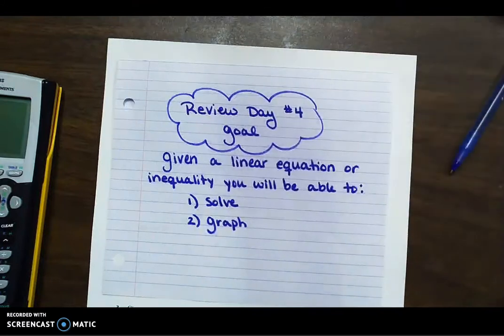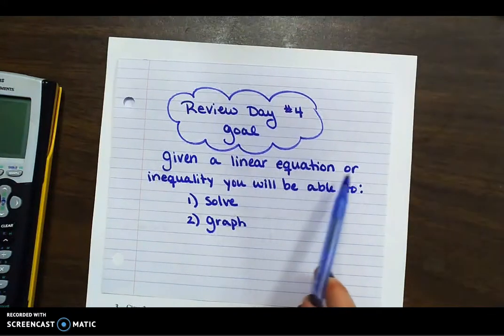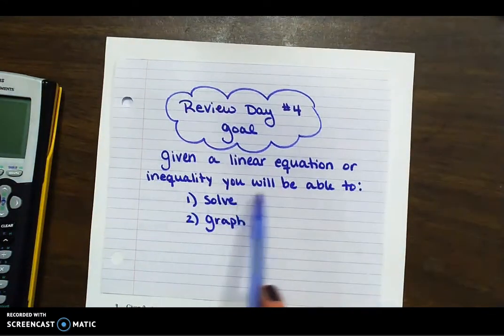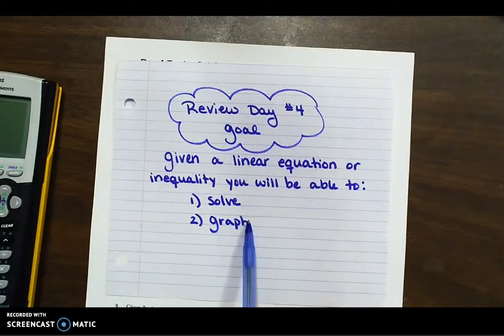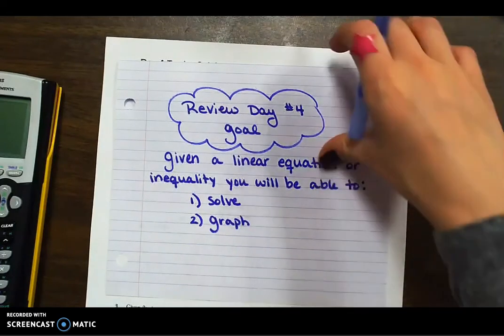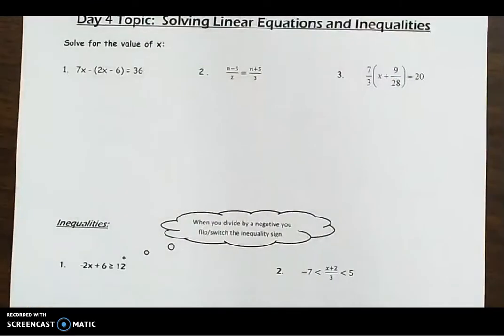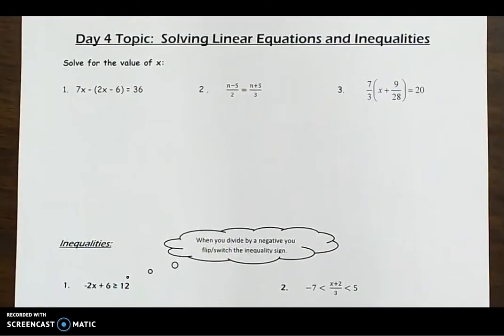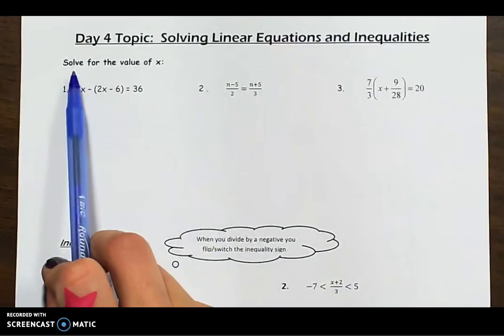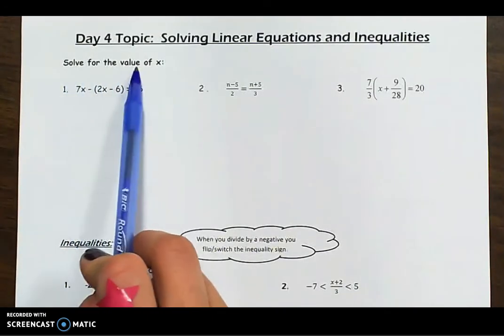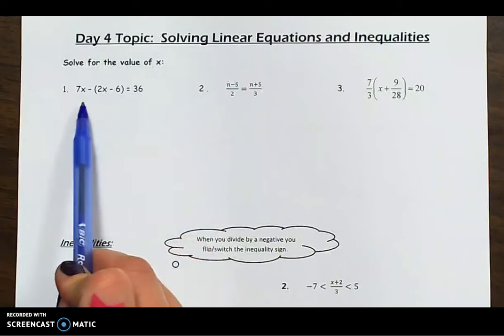All right, today our goal, given a linear equation or inequality, you will be able to solve and then graph. So let's take a look at solving our linear equations first. All right, here we have 3 linear equations. Each one's going to use a different technique. All 3 of them have the directions solve for the value of x. So let's take a look at the first one.